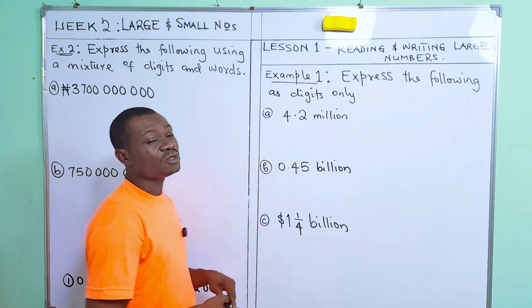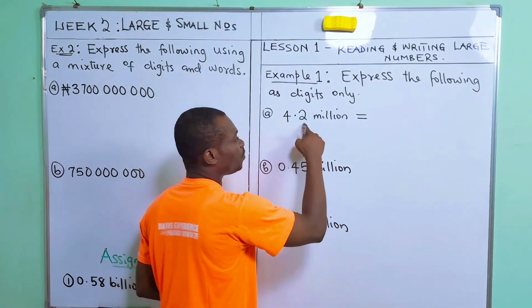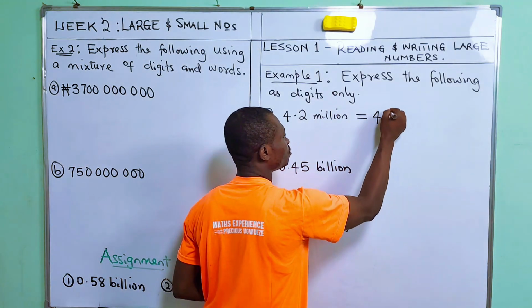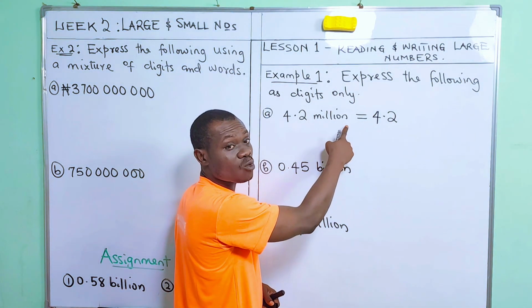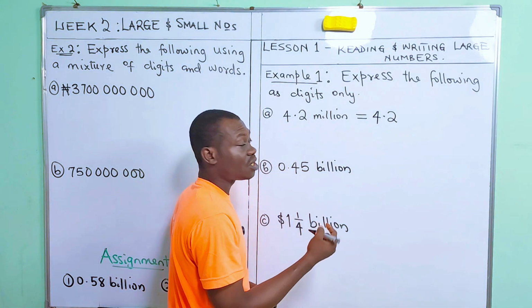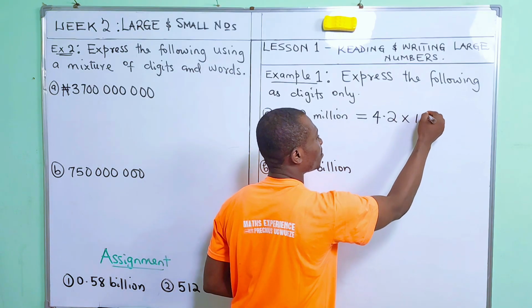Okay, so what do you do? What did we say we should do here? This is very simple. You pick your 4.2 and then write the number that is in words. Now write it in figures. So this is million. So you just write it as 4.2 multiplied by 1 million.